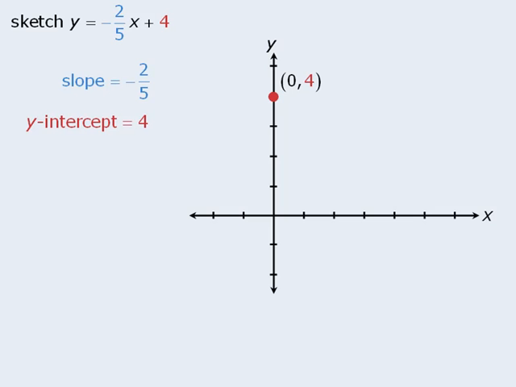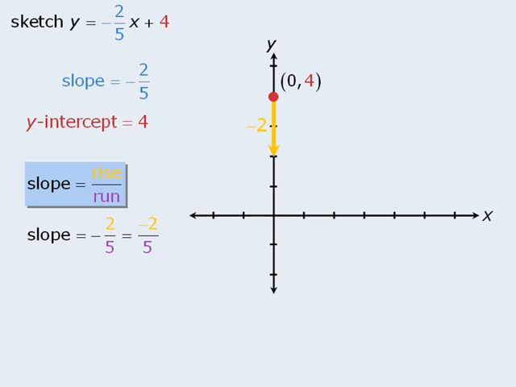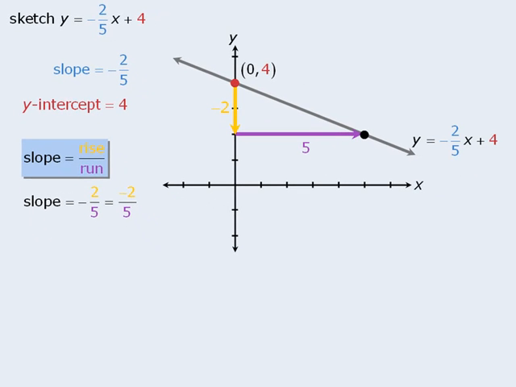Now let's use the fact that the slope of this line is negative 2/5. We know that the slope of a line is equal to its rise divided by its run. This line has a slope of negative 2/5, which we'll write as negative 2 over 5. Now we'll draw a line that has a rise of negative 2 and a run of 5. Beginning at the y-intercept, we'll sketch a rise of negative 2, and from here we'll add a run of 5. Once we connect our 2 points, we have sketched the line y equals negative 2/5 x plus 4.